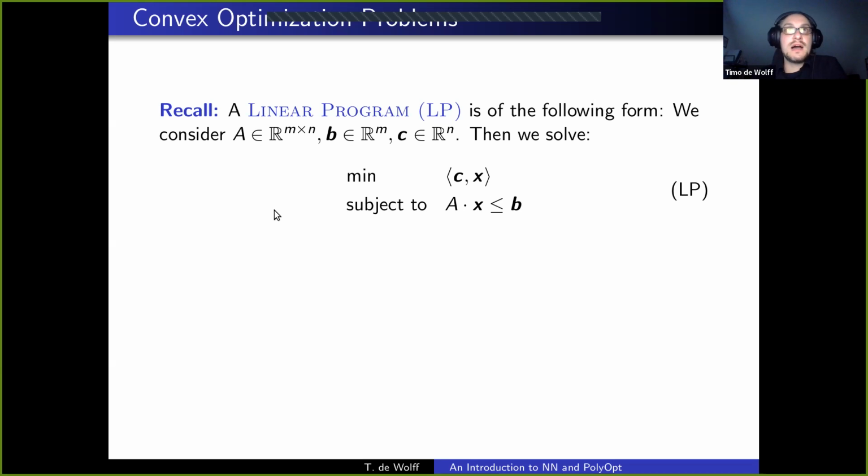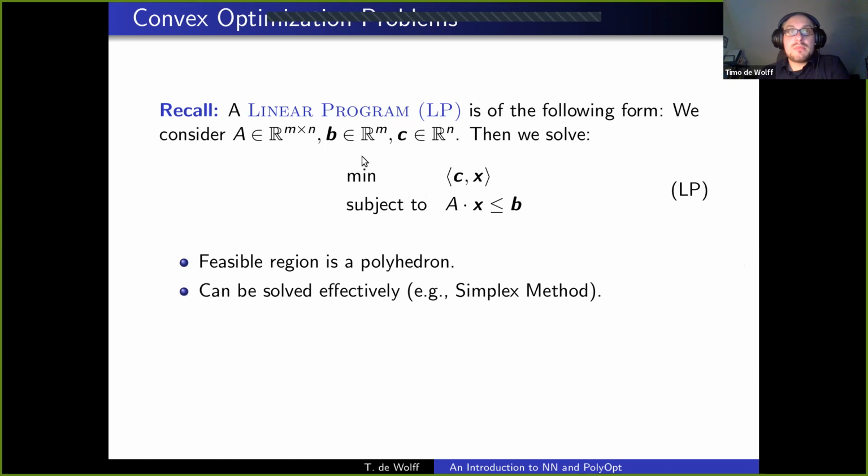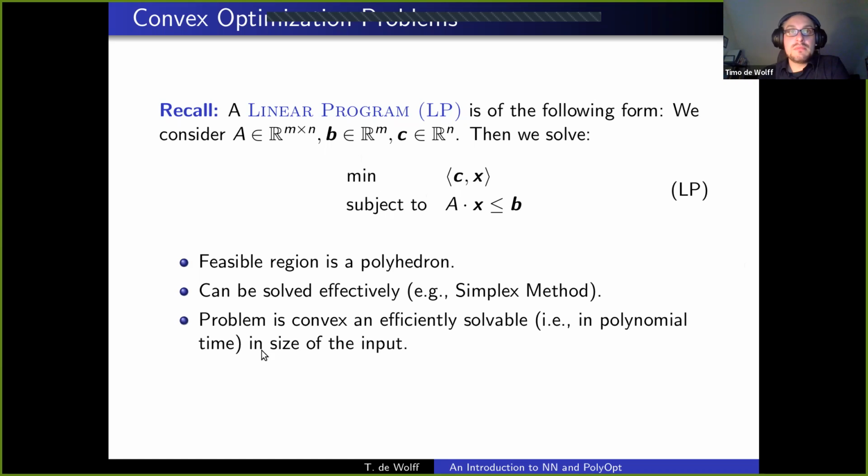In total, this means I have m many of these linear conditions. So for every condition, I cut out a half space. And this means overall, the feasible region that I would get is a polyhedron, some region in R^n that's cut out by finitely many of these linear inequalities. These problems can be solved effectively. The standard way to solve this is using a simplex method. And the problem is convex. Everything is linear, so it's in particular convex. And convex problems are efficiently solvable.